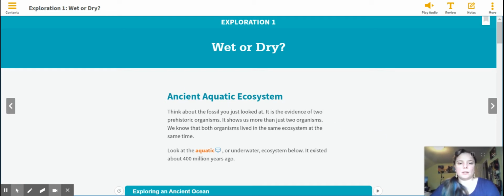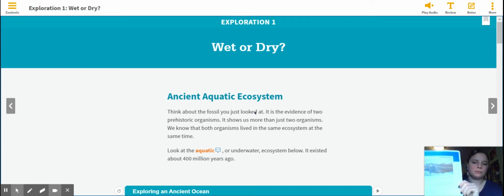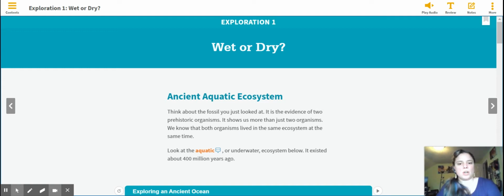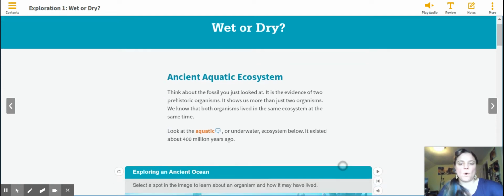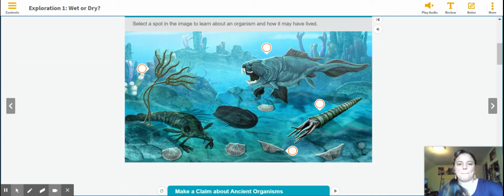Ancient aquatic ecosystem. Think about the fossil you just looked at, this guy. It is the evidence of two prehistoric organisms. It shows us more than just two organisms. We know that both organisms lived in the same ecosystem at the same time. Look at the aquatic or underwater ecosystem below. It existed about 400 million years ago.